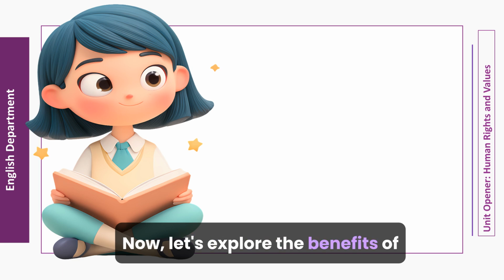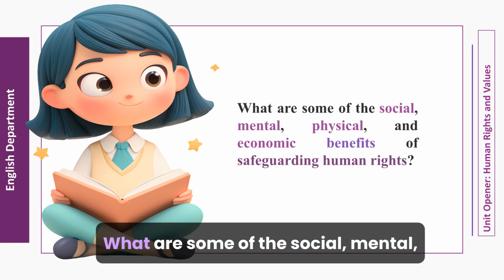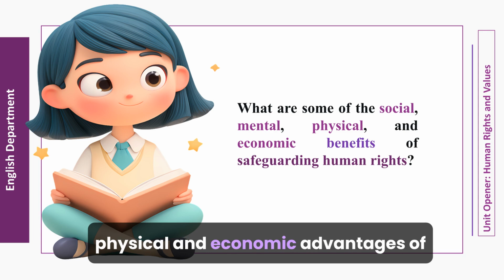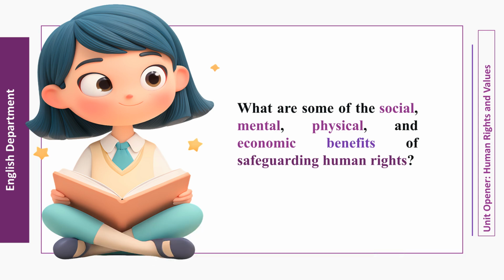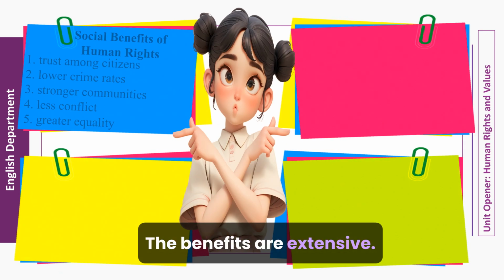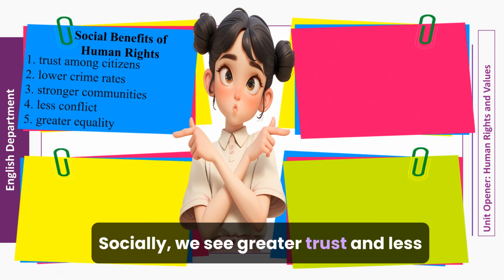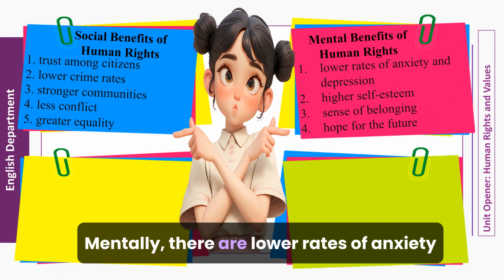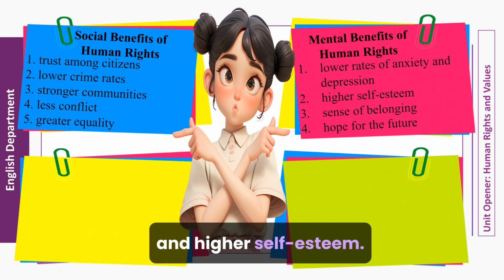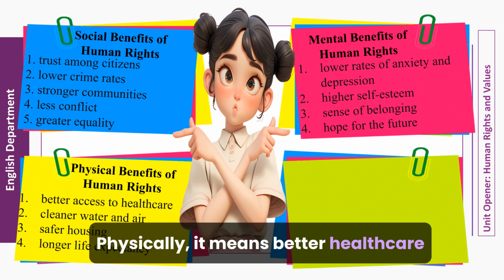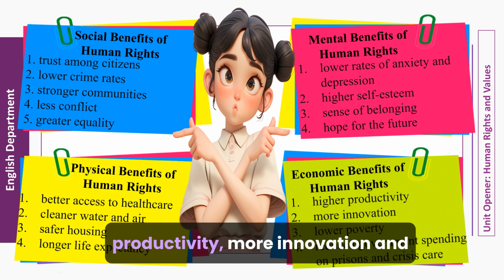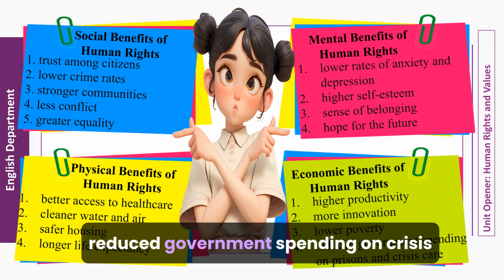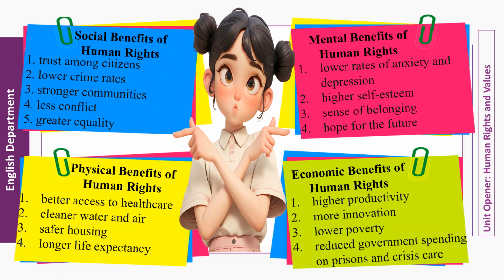Now let's explore the benefits of safeguarding human rights. What are some of the social, mental, physical, and economic advantages of protecting these rights? The benefits are extensive. Socially, we see greater trust and less conflict. Mentally, there are lower rates of anxiety and higher self-esteem. Physically, it means better healthcare access and longer life expectancy. Economically, it leads to higher productivity, more innovation, and reduced government spending on crisis care.